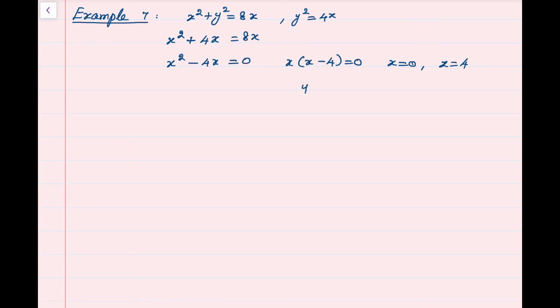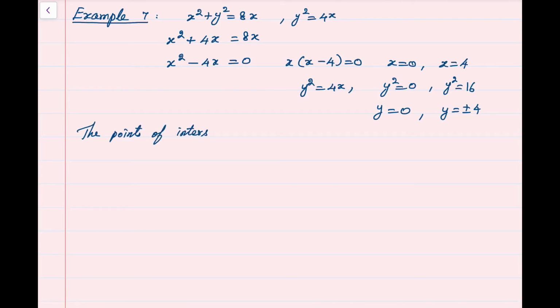Let us find the corresponding values of y. In y square equal to 4x, if x is 0, y square is 0. Therefore, y is 0. If x is 4, y square is 4 fours, which are 16. Therefore, y will be plus or minus 4. The points of intersection are 0, 0 and 4, plus or minus 4.